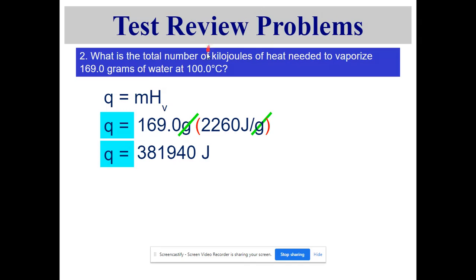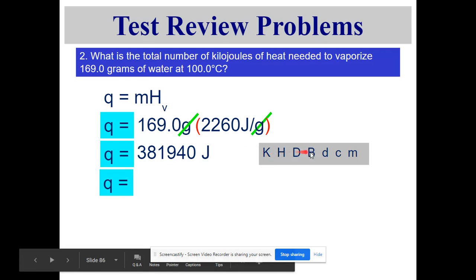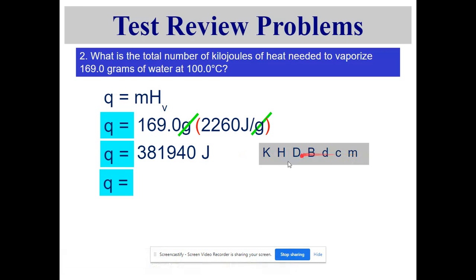Be careful. This question asks for kilojoules, but we have joules, so you have to be able to go between the two. I always remind you of King Henry died by drinking chocolate milk. So here's our kind of conversion chart. King Henry died by drinking chocolate milk: kilo, hecto, deca, base unit, deci, centi, milli. So where do joules go on here? Joules go under the base.